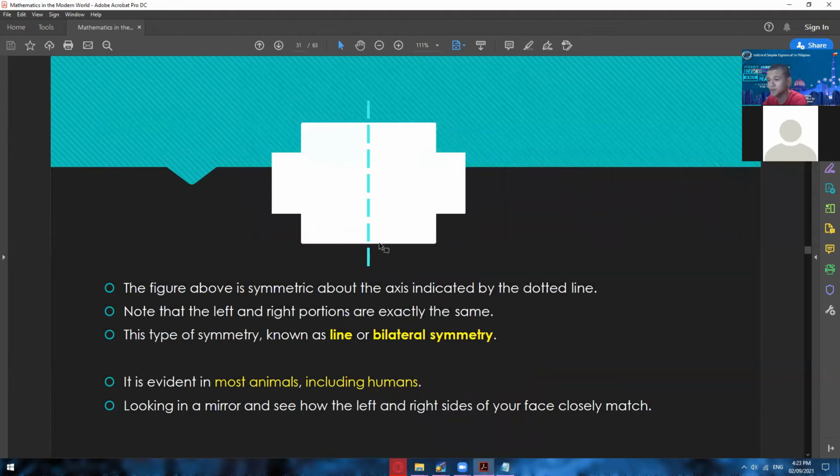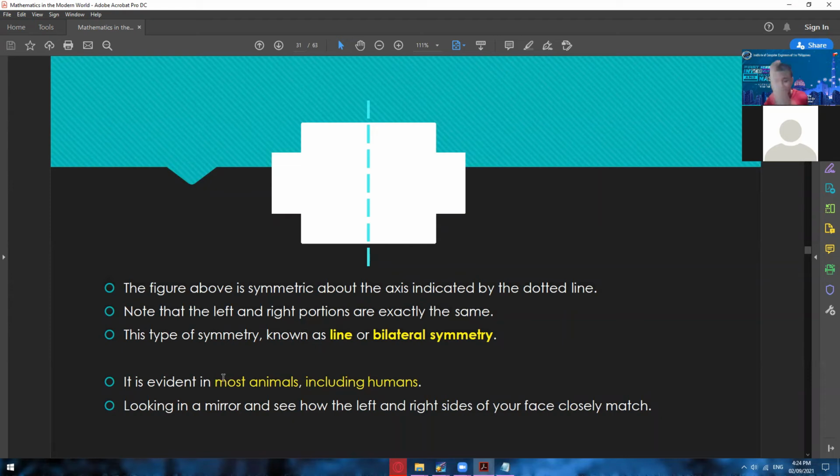Okay, so the figure above is symmetric above the axis indicated by the dotted line. Okay, so note that the left and right portions are exactly the same. So if they are not the same, that only means that you weren't able to cut this one in the middle. And that only means that it's not symmetrical anymore. So this type of symmetry is known as line or bilateral symmetry. Okay, so it is evident in most animals.